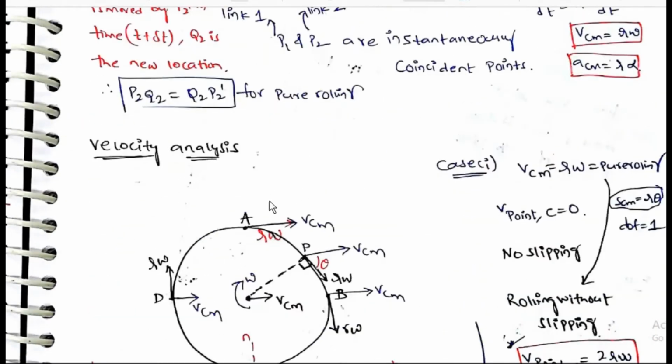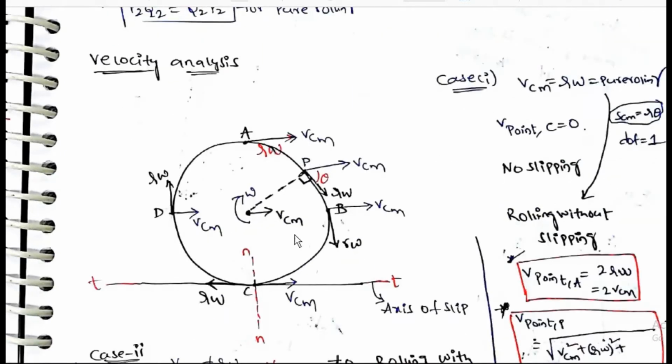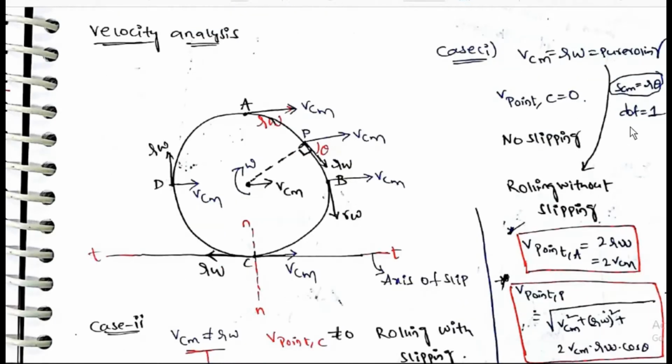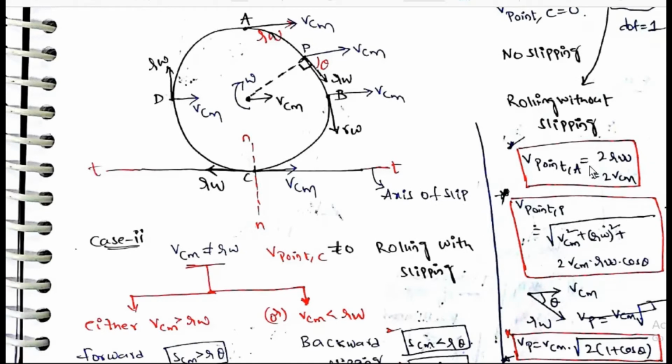Velocity analysis at every point: VCM is a straight line and R omega is in the direction of omega and tangential direction. VCM is equal to R omega at point C. Here, no slipping, so V point C is equal to 0, as VCM and R omega are in opposite direction. Degrees of freedom is equal to 1 for pure rolling without slipping. V point A: VCM and R omega are in the same direction, so V point A is equal to VCM plus R omega, which is equal to 2 VCM.